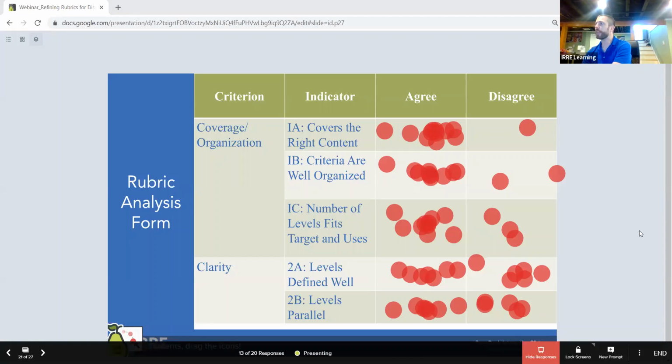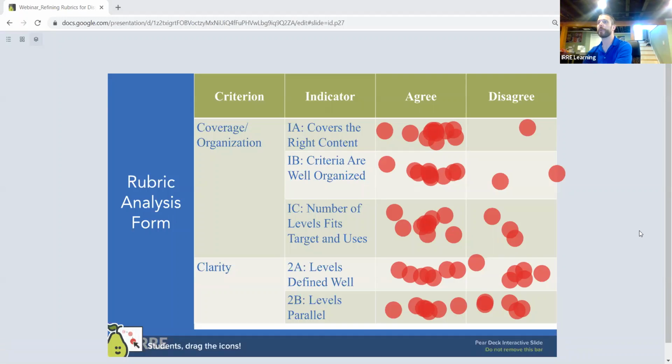So again, once you have your dots settled in, go ahead and drop your why in chat. Why did you agree with some of these? Why did you disagree with some of these? And we'll talk about some of that thinking here in just a moment.